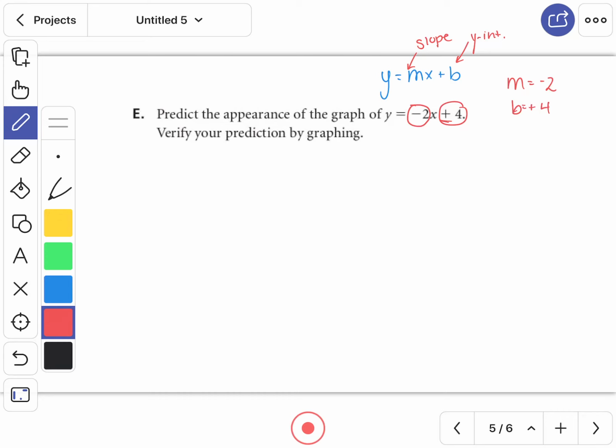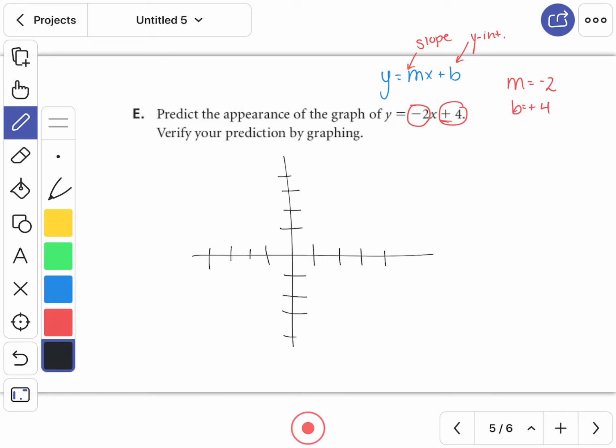So if that's the case, we could quickly draw a little graph here. 1, 2, 3, 4, 1, 2, 3, 4, 1, 2, 3, 4. And we could even plot this. So our y-intercept is at positive 4. I should maybe draw a couple more. And our slope is negative 2.